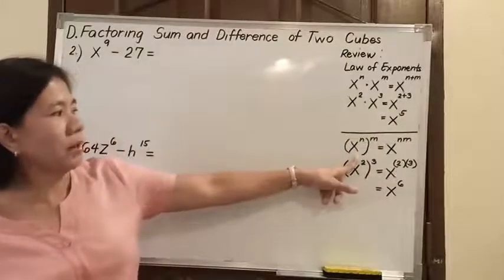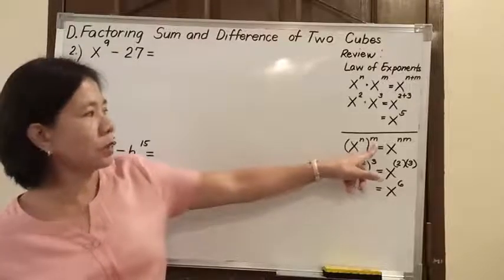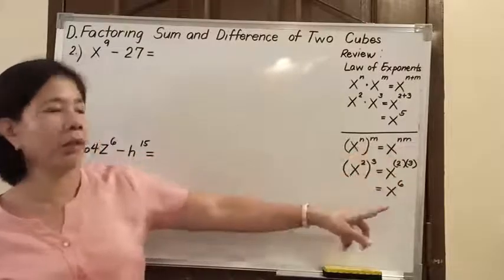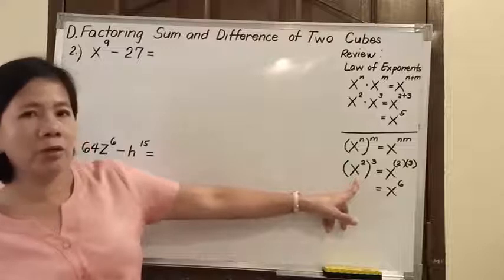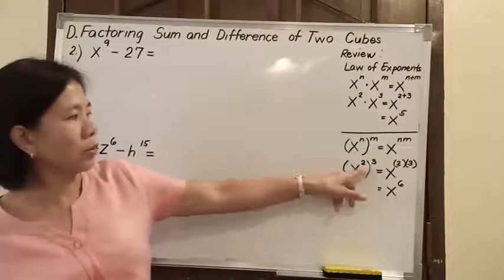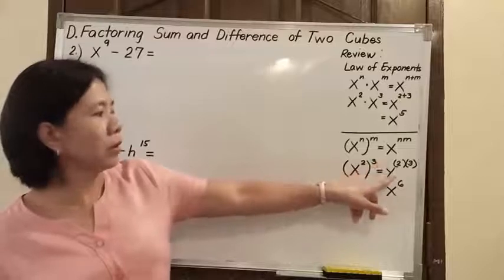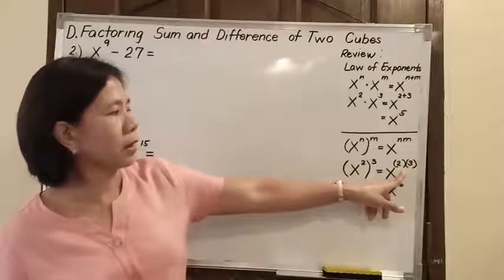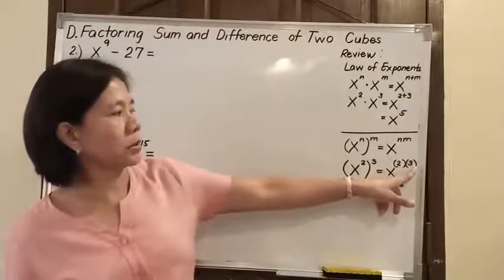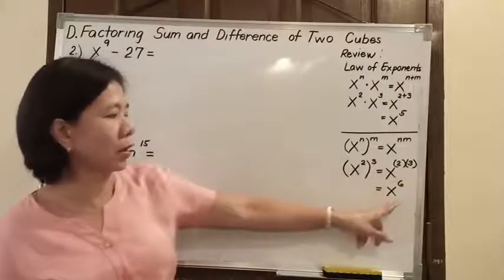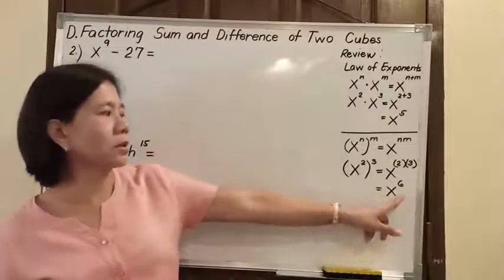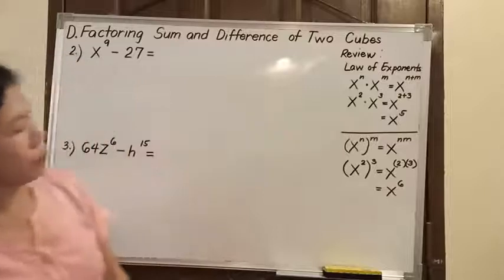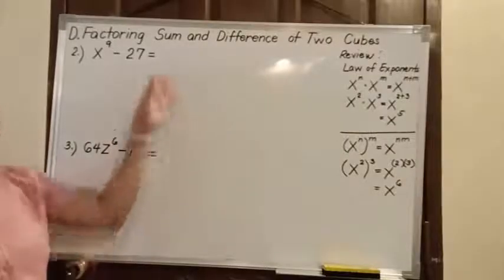Another law, quantity x raised to n, all raised to m. This time, you have to multiply their exponents, the exponent inside and outside the parentheses. For example, let's say we have x raised to the second power, all raised to the third power. The product should be x raised to 2 times 3 for the exponent. The product is x raised to the sixth power. Okay, we will use this law of exponents in our examples.